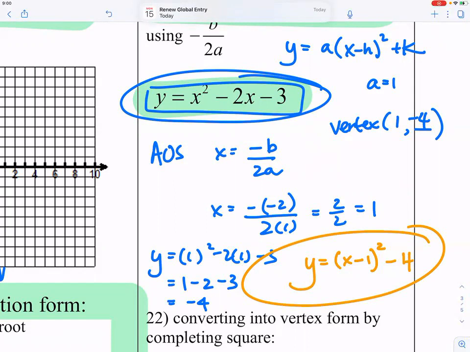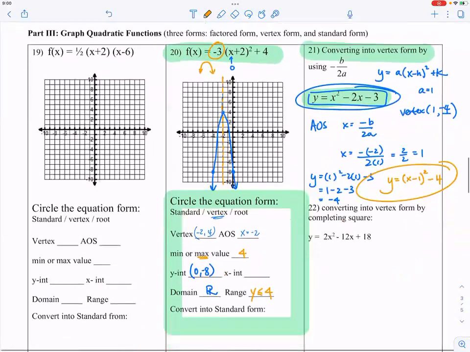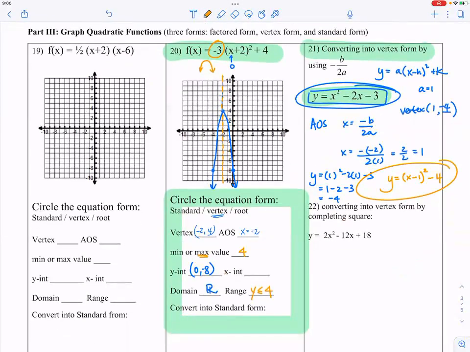Okay. Which one? Number 20. Well, the standard form is just multiplying everything out. So do you need to know that? Not that I can see, actually. Nope. Nope. Okay.